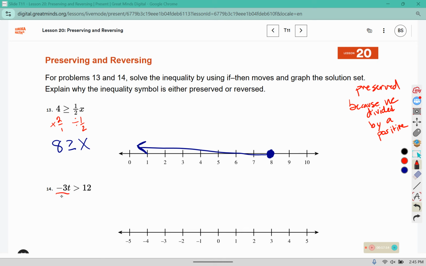Here we're going to divide by negative 3, so the symbol has to get reversed. Well, divided by negative 3 would give us negative 4, and we have t. So that's an open circle on negative 4. And it says t is less than, so we're pointing to the left.